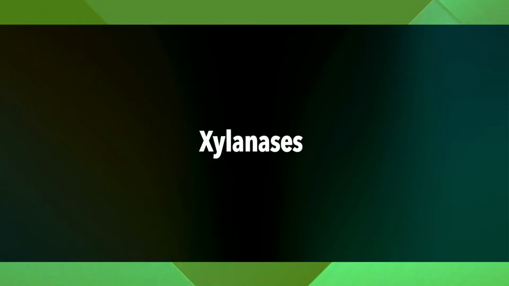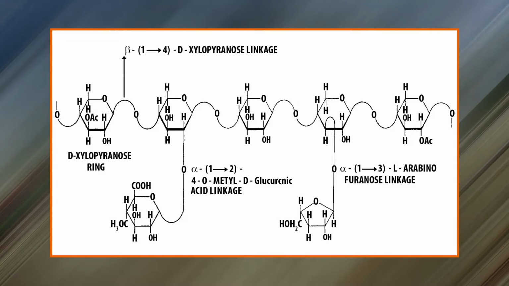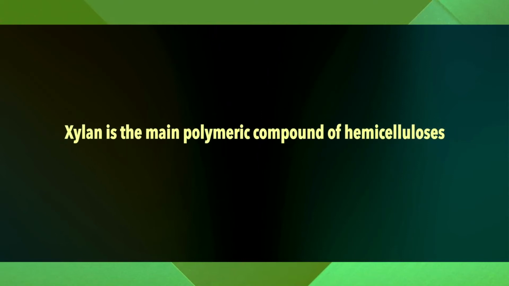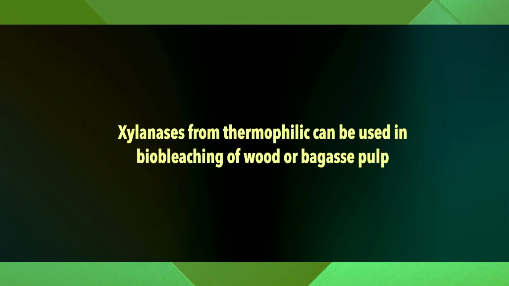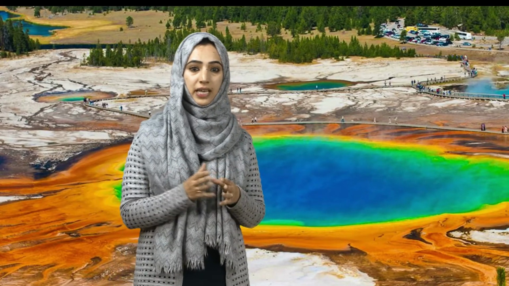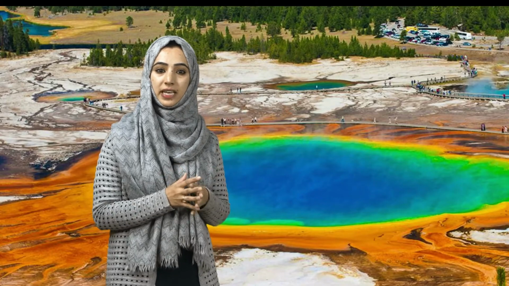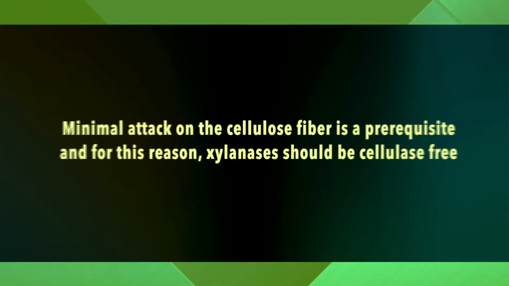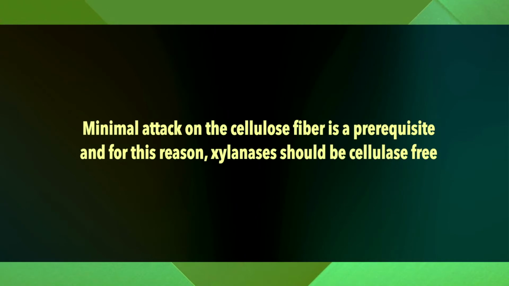Next is xylanases. Xylanases catalyze the hydrolysis of xylan. Xylan is the main polymeric compound of hemicellulose. Xylanases from thermophiles can be used in the biobleaching of wood or bagasse pulp. This is of great interest because the use of chlorine chemicals can be reduced, thereby minimizing environmental concerns. Minimal attack on the cellulose fiber is a prerequisite, and for this reason the xylanases should be cellulose-free.